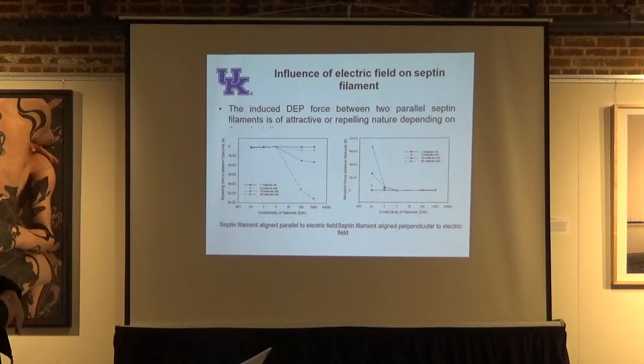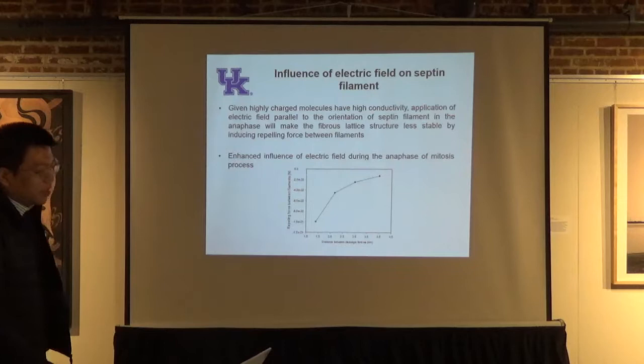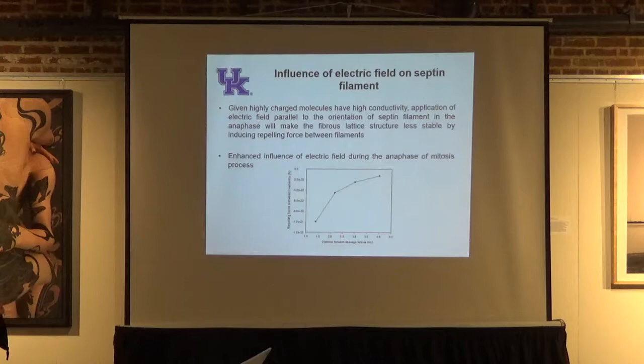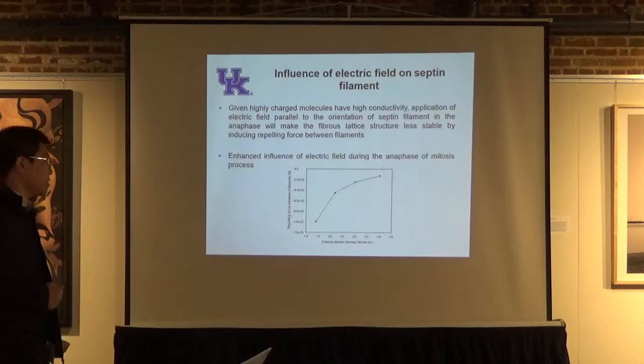This is also confirmed by experiments. The experiment shows that if the electric field is applied parallel to the direction of the mitosis, then it will have the most obvious effect. We also look at the enhanced influence of the electric field during the end phase of the mitosis process, because when the cleavage furrow forms and becomes narrow, it will enhance the electric field inside, and that leads to increased force magnitude.